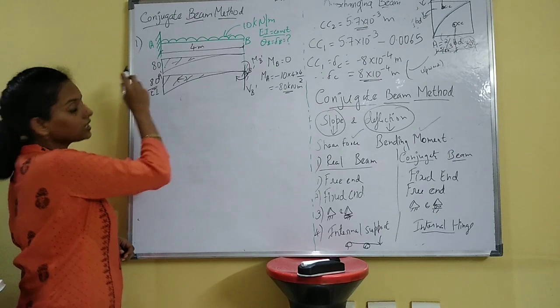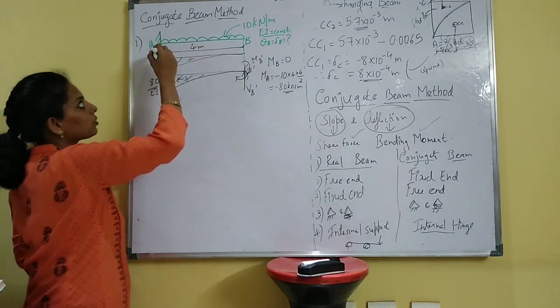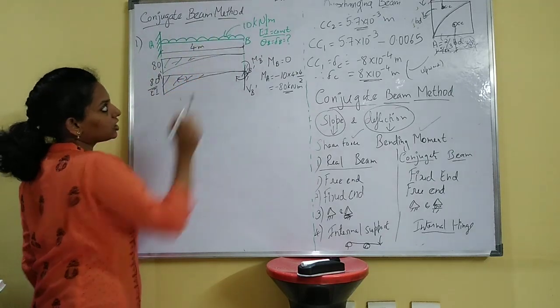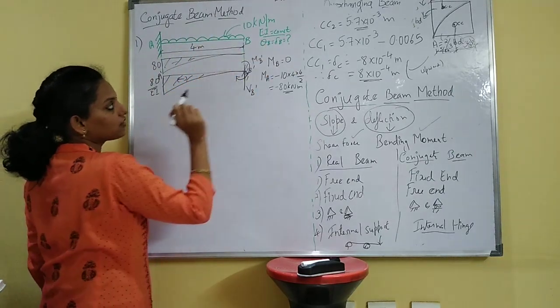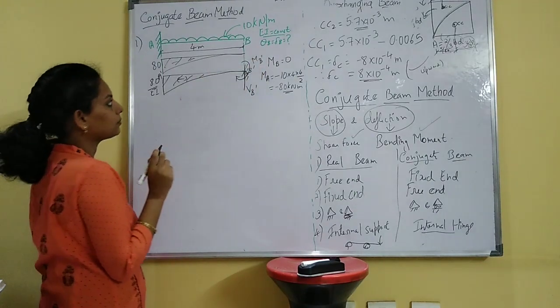Okay, next we will see a problem on the conjugate beam method. So this is the first problem. You have a UDL on the beam. It is 10 kN per meter. EI is given constant. Find out delta B and theta B.